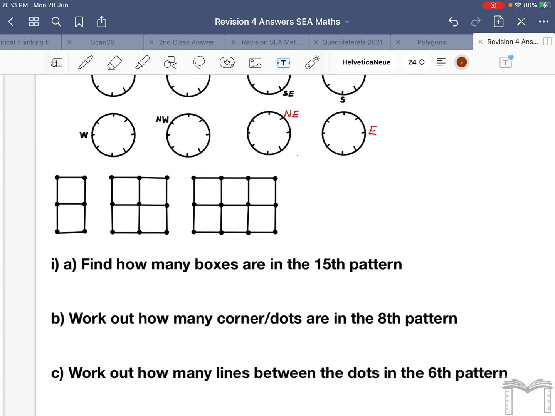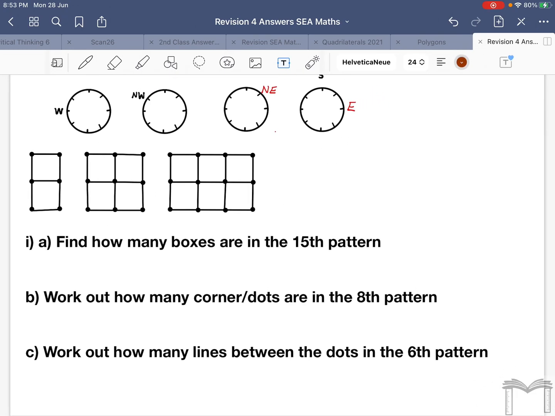Okay, so we are seeing a pattern here. 2 boxes, we have lines connecting dots, followed by 4 boxes, followed by 6 boxes. So we can see a horizontal increase of 2 boxes. Find how many boxes are in the 15th pattern.